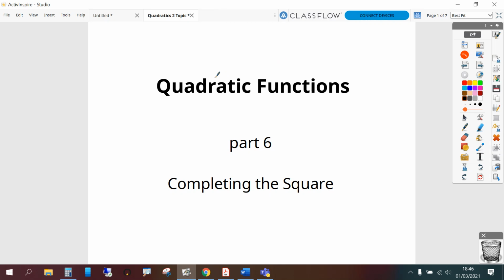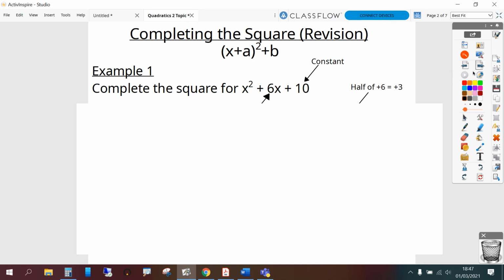We're now returning to the quadratic functions topic. This is part 6, completing the square. So this is revision for us, and this is changing a quadratic into the form (x + a) squared plus b. So here we've got some examples, and we will remember this from before.